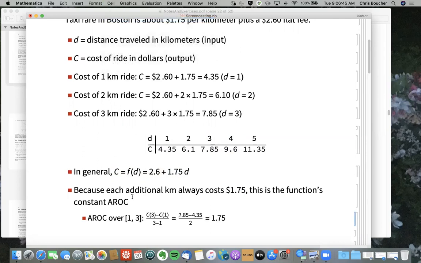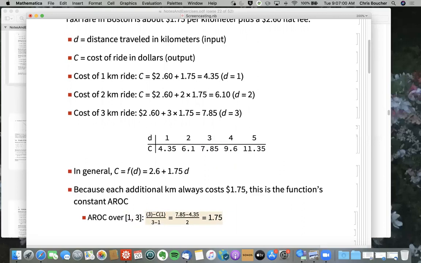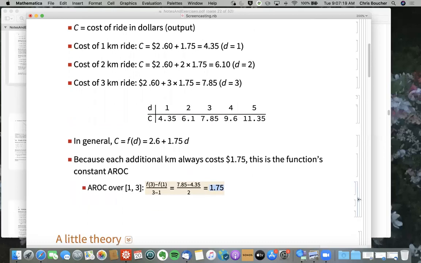For example, suppose, and this is a calculation from back in chapter 1, right? If I wanted to find the average rate of change over the input interval from 1 to 3, we know how to do this. You take the change in the function value, let's use our proper notation there, change in the function value on the top divided by the change in the input value. F of 3 is right here, 7.85. F of 1 is right here, 4.35. And when you do the calculation, you get 1.75.